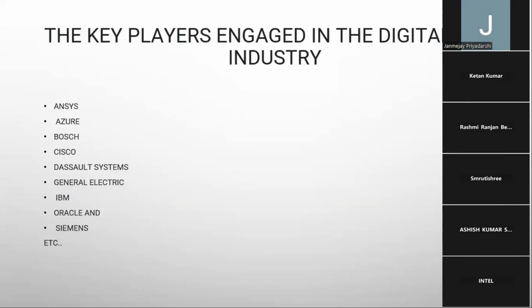Who are the players right now doing all this digital twin work? There is Ansys, Azure, Bose, Cisco, Dassault. Obviously, they create fighter planes. General Electric, they create the fighter plane engines. IBM, they have a very good monitoring system across the globe. Oracle, because they have their database and can have high storage. Siemens, they produce different products related to defense and heavy industries. So all these players are in the digital twin market.